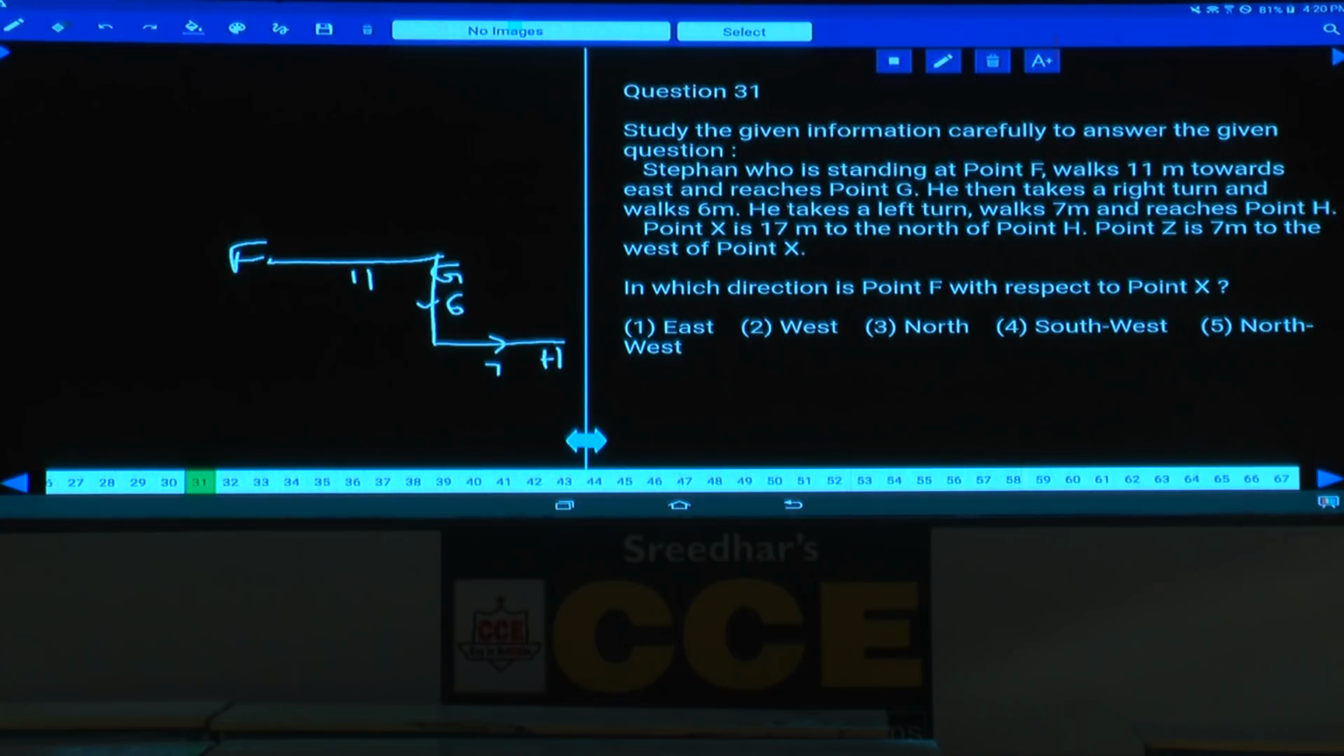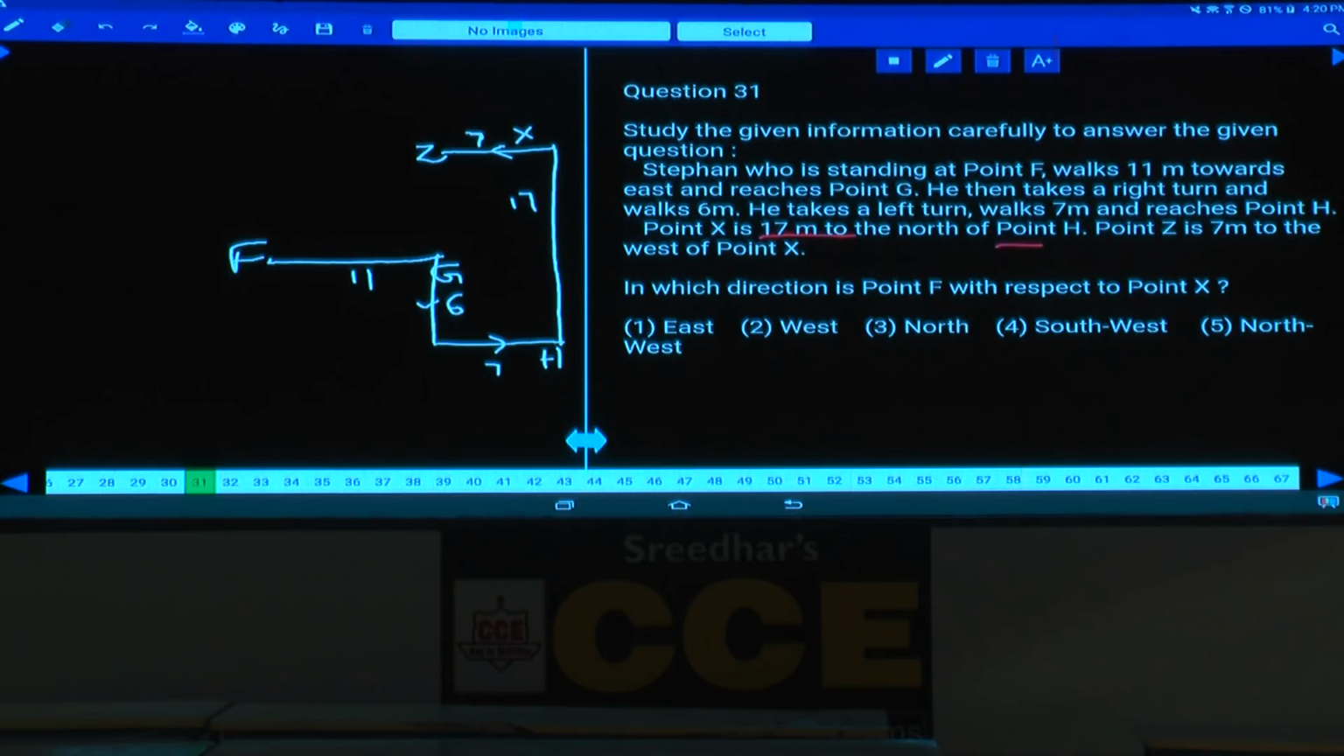X is 17 meters to the north of H. Z is 7 meters to the west of X. Now, Z is 7 meters to the west of X, this is the information given.